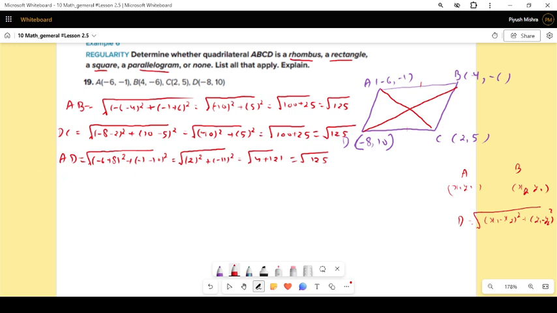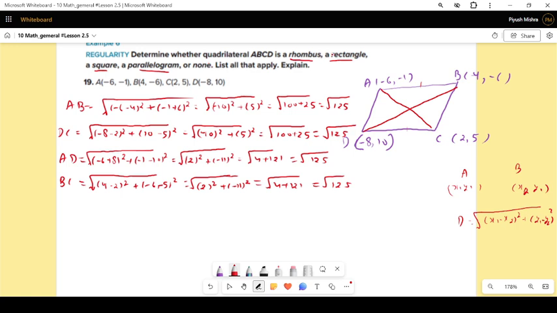Last one, BC. Same process: the square root of (4 minus 2) whole square plus (minus 6 minus 5) whole square, which is the square root of 2 square plus minus 11 whole square. Further solving, 4 plus 121 is equal to the square root of 125. So I have found that all four sides are equal. Now if all four sides are equal, it can be a rhombus, and it can also be a square.